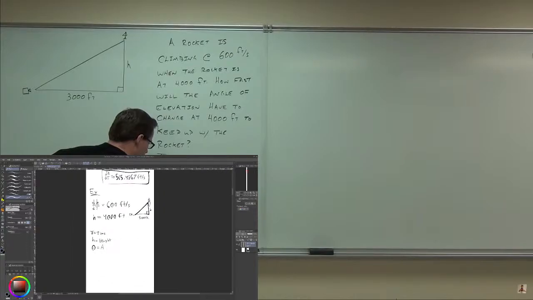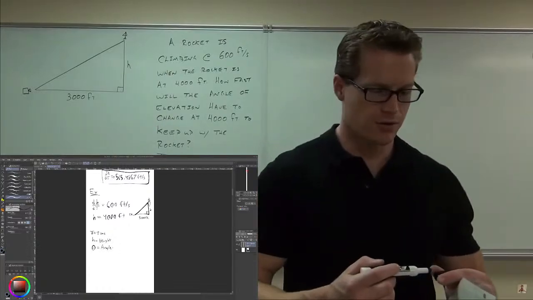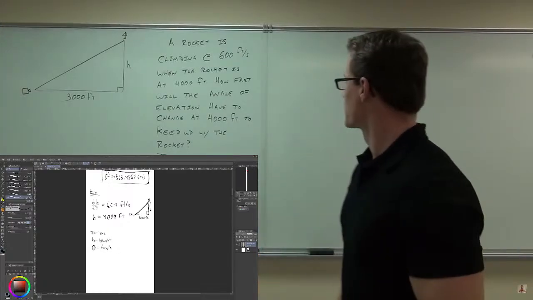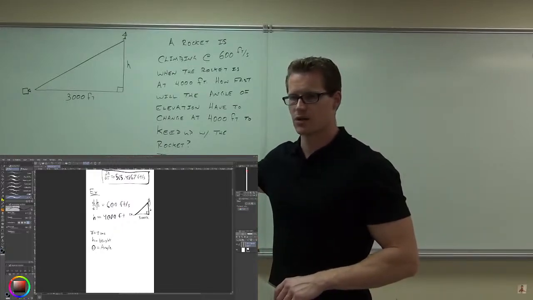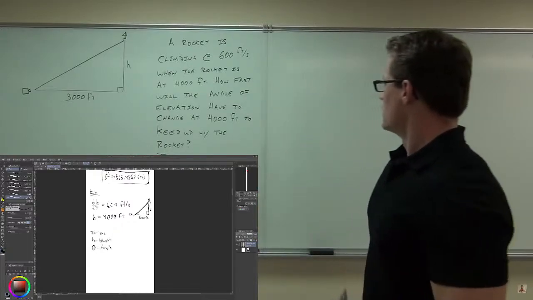Let's see if we've related everything in our problem. Here's where you read through your problem carefully, okay? If we've missed anything, if we left anything out, then we haven't assigned enough letters. A rocket's climbing at 600 feet per second. When the rocket is at 4,000 feet, that's a height. We have something for height. How fast is the angle of elevation? That's our angle, so we needed to have that.